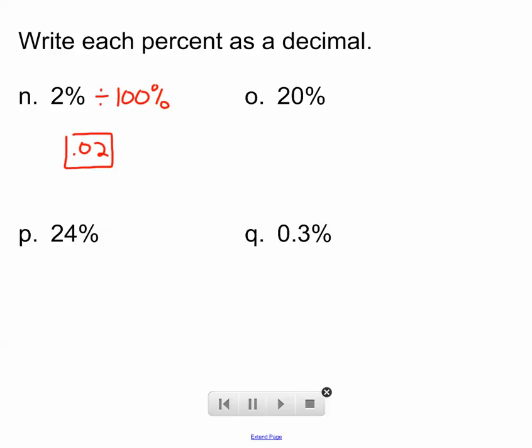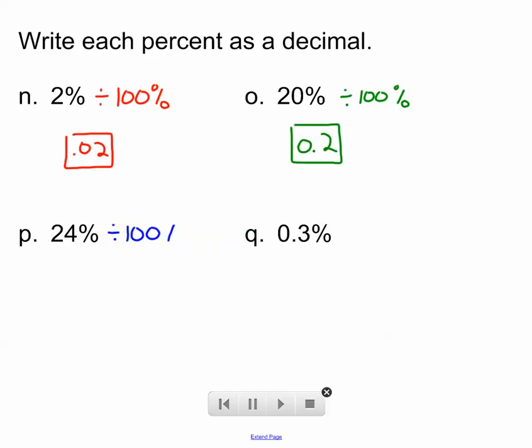2 divided by 100, you just move the decimal place 2 spots to the left. 1, 2, you've got to add a 0 in there as a placeholder. You get 0.02. All right, 20% divided by 100%. Percent signs are gone. Move the decimal place 2 spots, you're at 0.2 or .2. Doesn't matter to me.